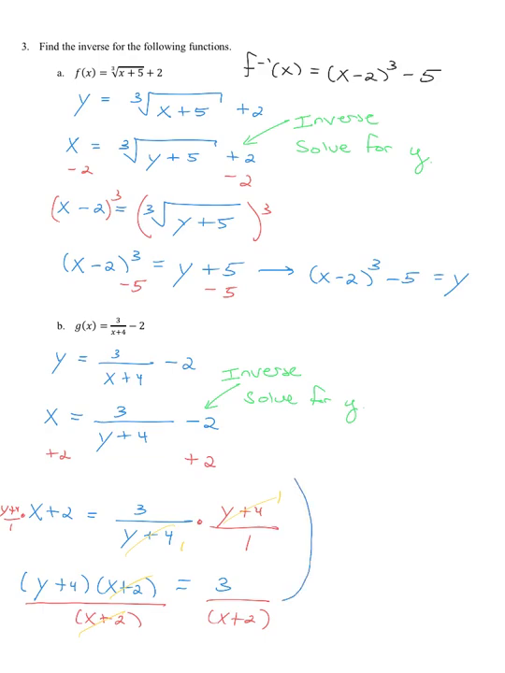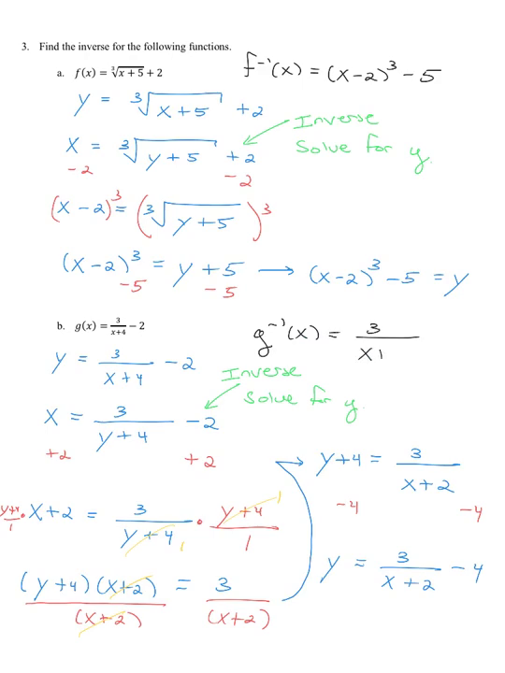So if I continue my work over here, I don't need the parentheses anymore, but I have y plus 4 is equal to 3 over, again, I don't need the parentheses, so I'll put x plus 2. If I simply subtract 4 from both sides of my equation, I arrive at my answer of y is equal to 3 over x plus 2, then minus 4. This is what we mean by the inverse of the function g. So g inverse of x is 3 over x plus 2, then minus 4.